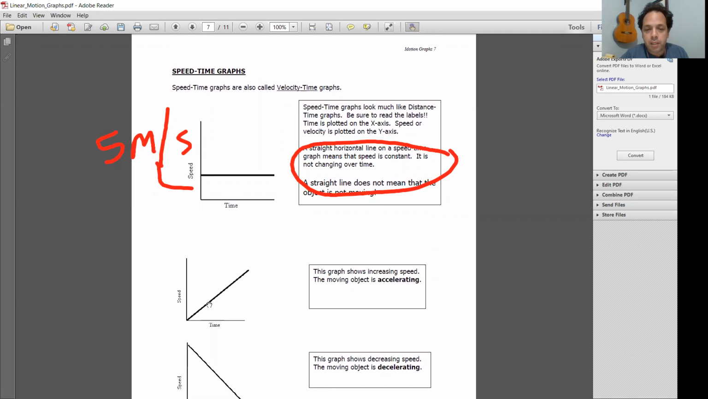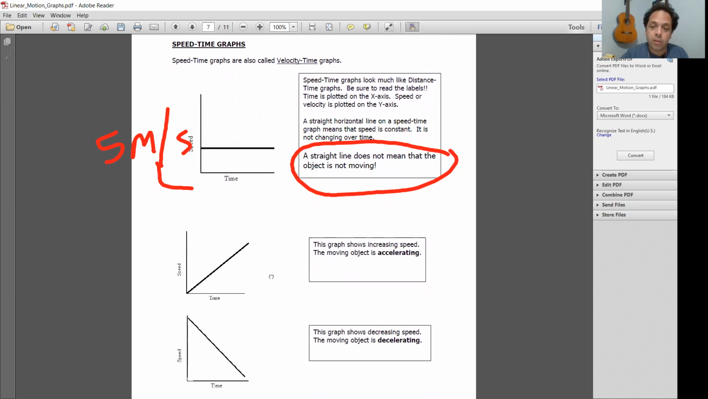Then we see an object that is accelerating. See, speed is increasing as time goes on. So we see a straight line and speed is increasing, and so it's accelerating. And then here we see speed is decreasing, so it's decelerating. So both of these show acceleration. Acceleration is happening here.